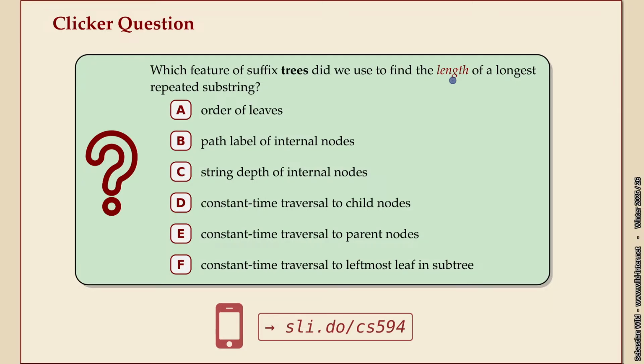It's just for knowing the length. All we need is really the string depth of the internal nodes, because every internal node has at least 2 leaves below it, otherwise it wouldn't be there. And so it corresponds to a string that shows up twice. And that's an if and only if, if you think about it. So finding any node with deepest string depth corresponds to a longest repeated substring.